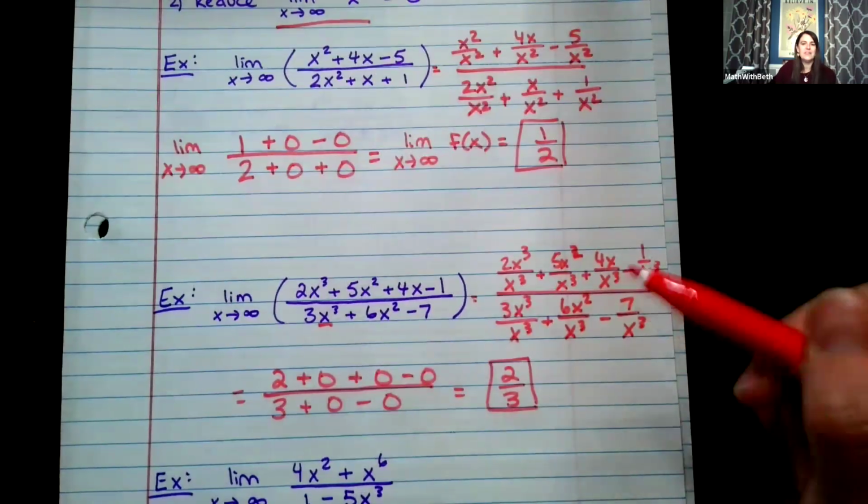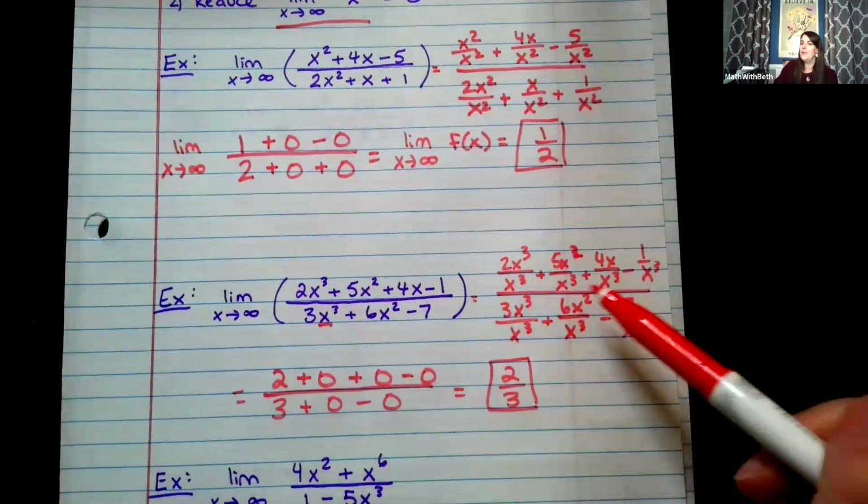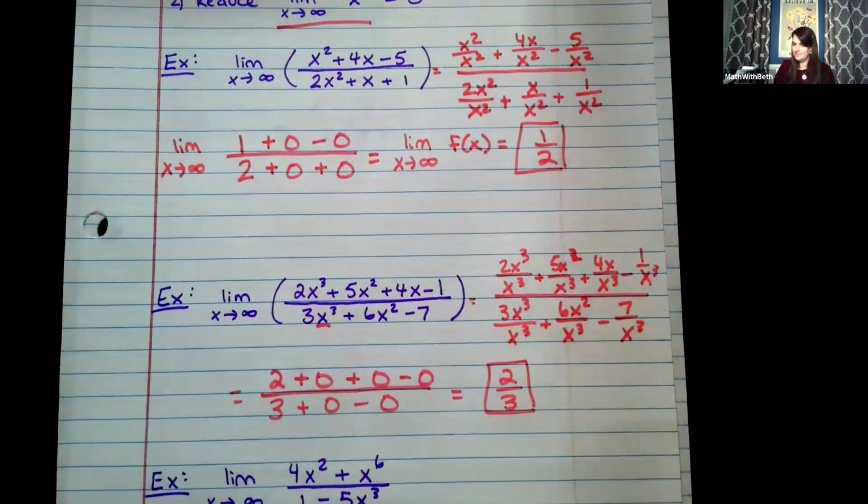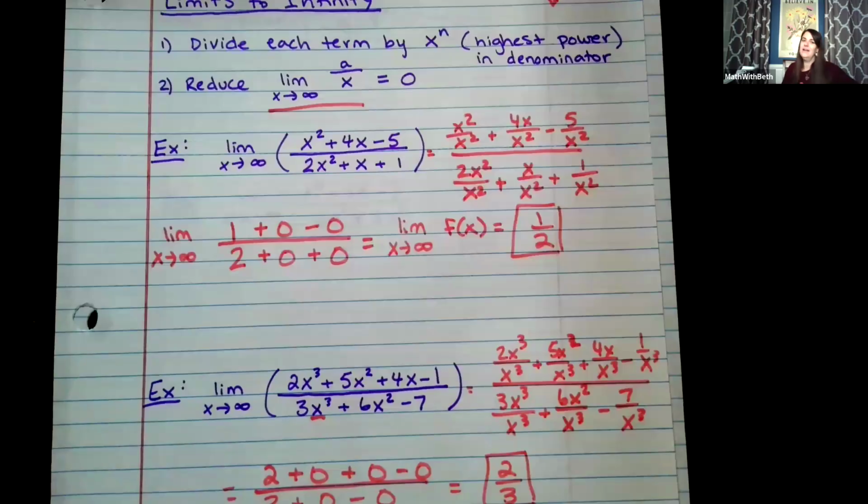So if you do enough of these, you'll get the hang of it, and you could probably skip this step. But again, only if your instructor is okay with that, because you could just kind of think through. Another way some people teach these, but again, not all instructors like it, is to think of it as being similar to how we did horizontal asymptotes.